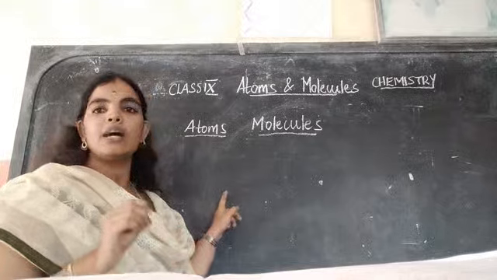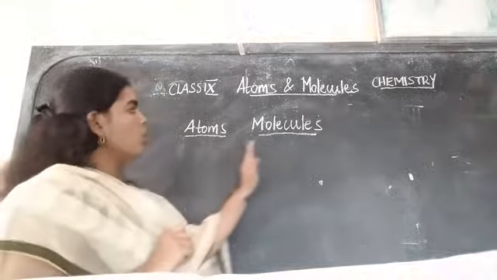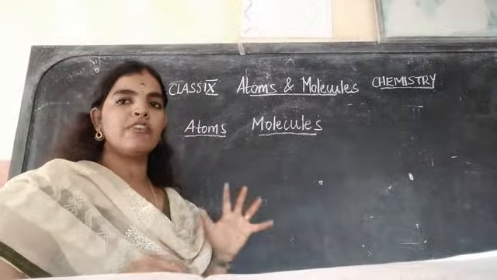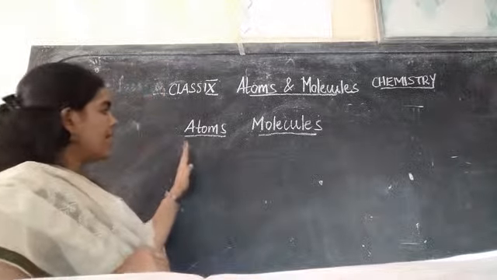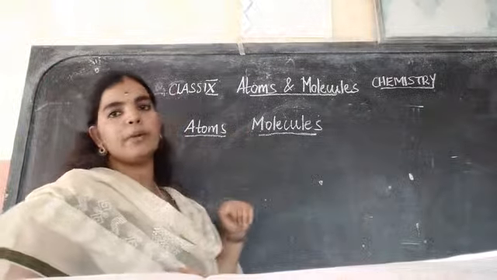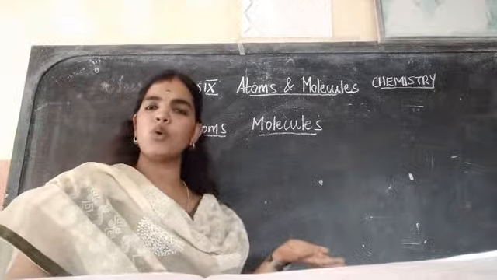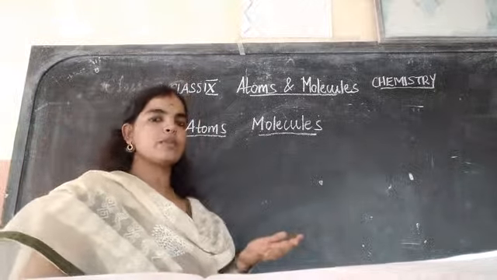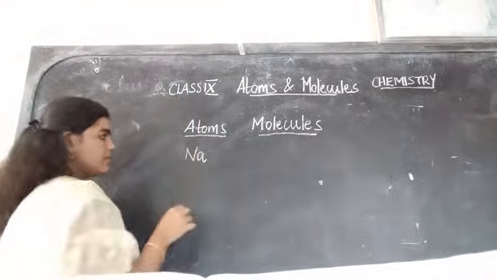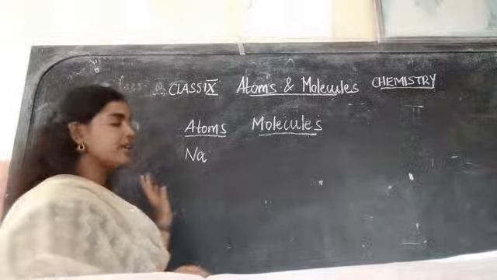Atoms are the smallest particle of an element. What about a molecule? They are the smallest particle of a compound. Okay? Atoms are the smallest particle of an element and molecules are the smallest particle of a compound. We are familiar with the elements hydrogen, oxygen, sodium and all. Suppose we are taking the element sodium, and Na is the atomic symbol for sodium.